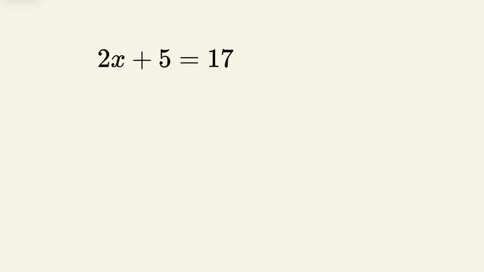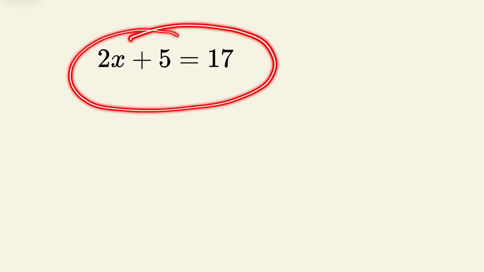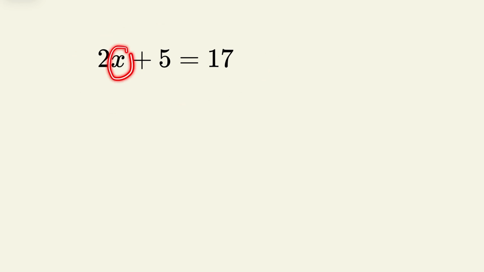Let's get started. As you can see here, we have 2x plus 5 equals 17. We want to get the variable by itself. To do that, we undo operations in reverse order. And since we're adding 5, we need to subtract 5. So let's go ahead and write that down here. So subtract 5.